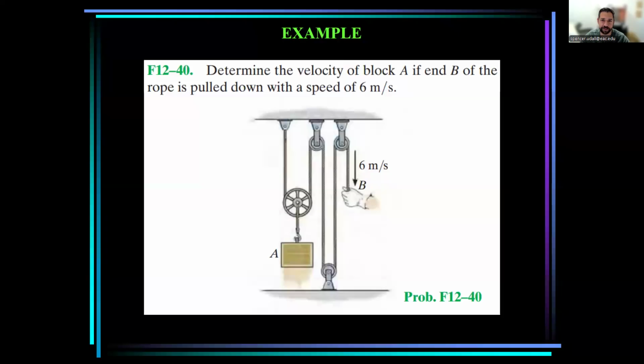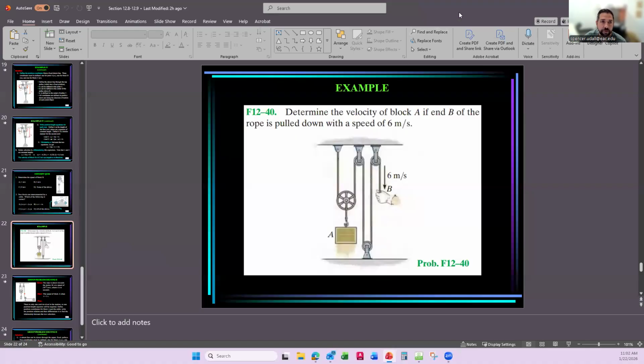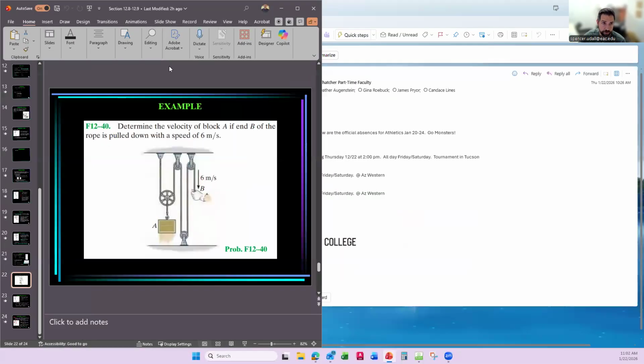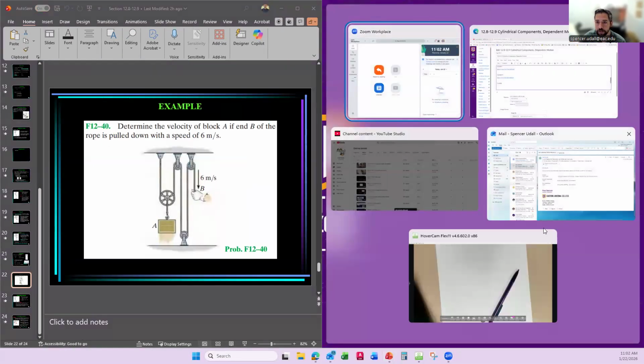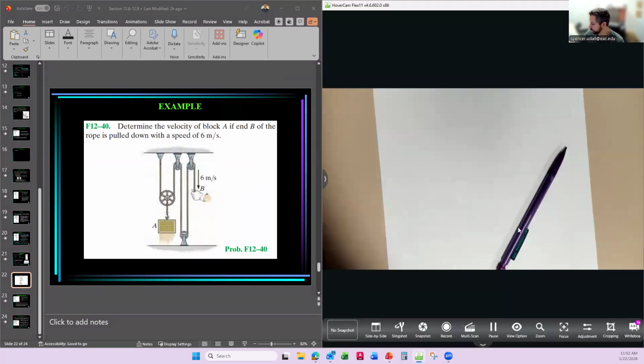All right, our super consistent numbering of the examples continues on this slide. This one is just example, but we want to find the velocity of block A if 6 meters per second is the pulling velocity of the rope at B. So nothing too crazy here. I'm going to try and split screen us here so that we can show work and have the picture in our heads. So here we go.